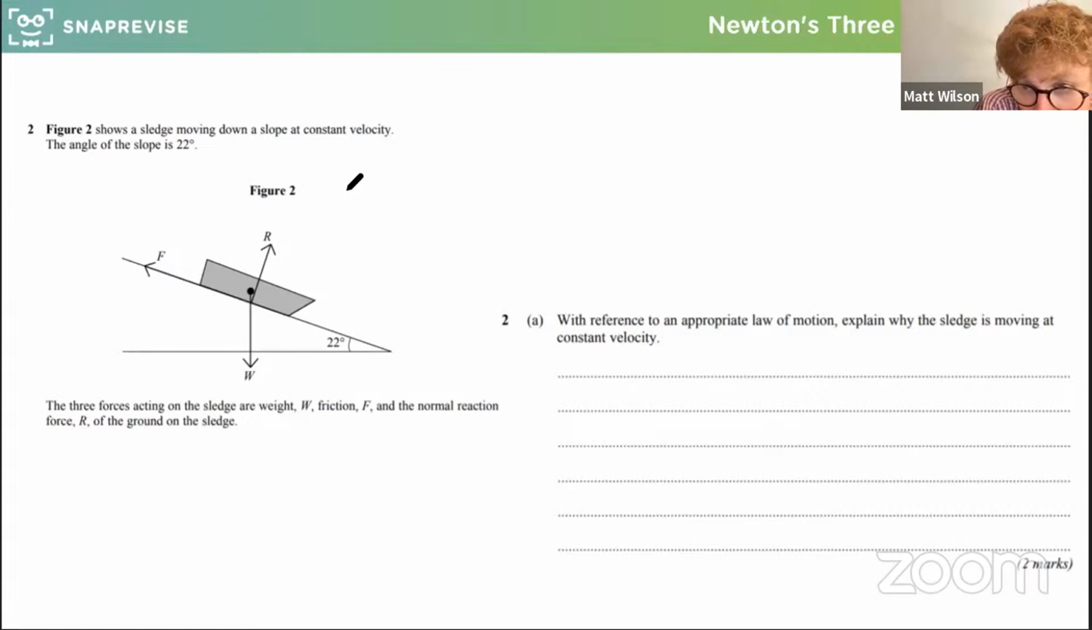2a, with reference to an appropriate law of motion, explain why the sledge is moving at a constant velocity. So in other words, what law of motion, and you have two options here really, what law of motion tells us whether something will have a constant velocity or not? It's 2 marks, so we're going to have to state the law of motion and then explain what it has to do with this situation.